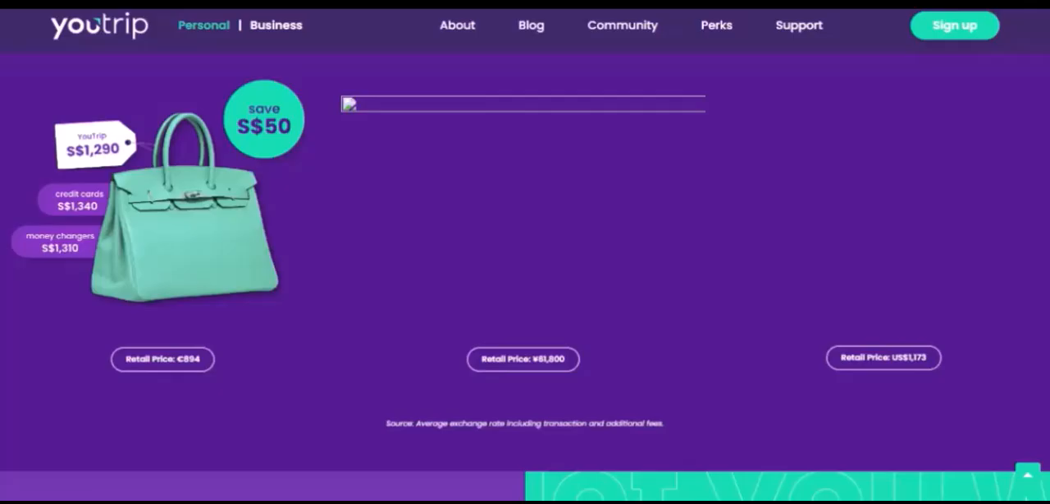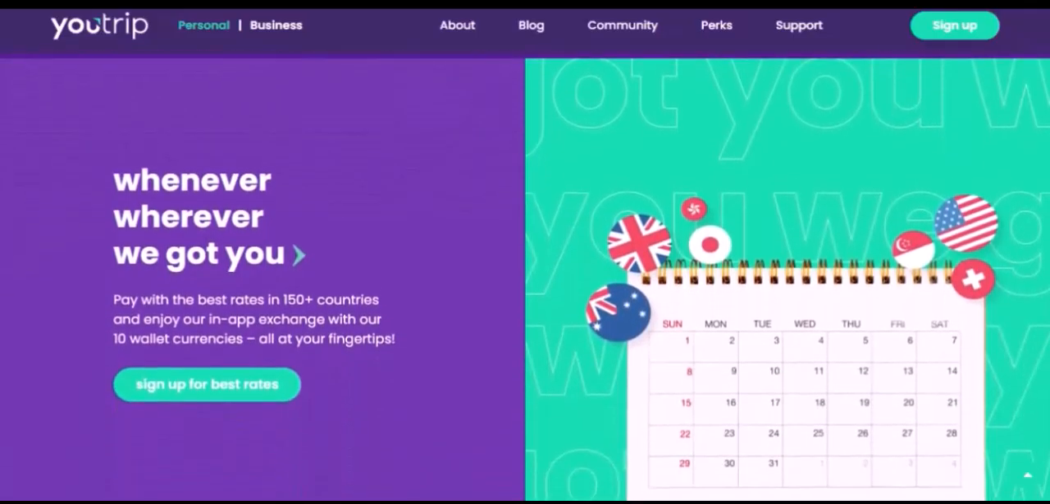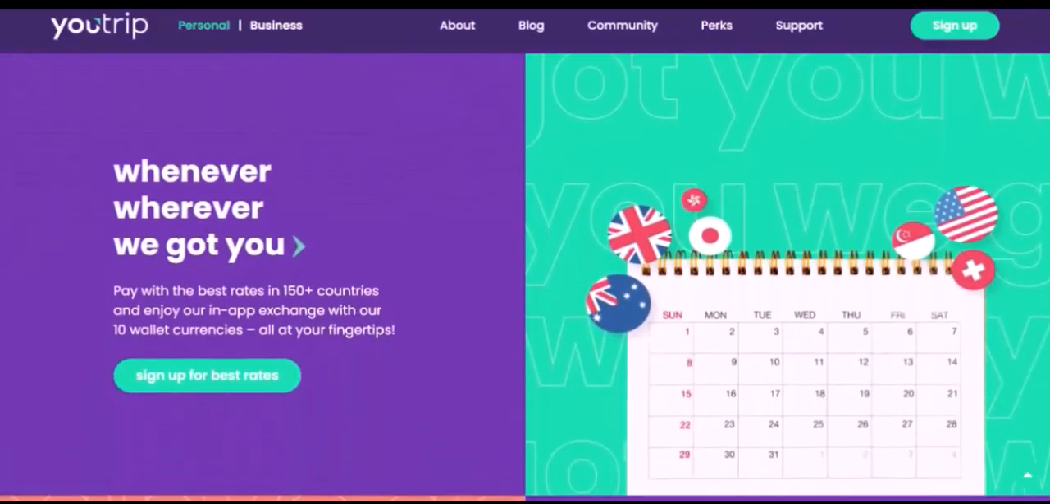Now, let's talk about transaction limits. For contactless payments, like tapping your YouTrip card at a physical store, the limit per transaction is generally 400 Singapore dollars. Keep in mind that this might vary slightly depending on the merchant. For online transactions, the limit is typically higher, but it's always a good idea to check the specific details within your YouTrip app or on their official website, as these limits can be subject to change.